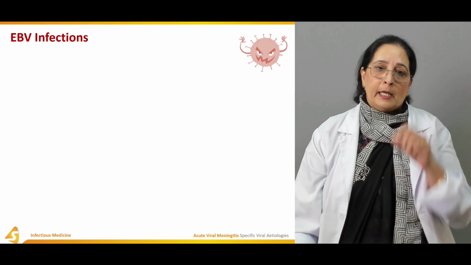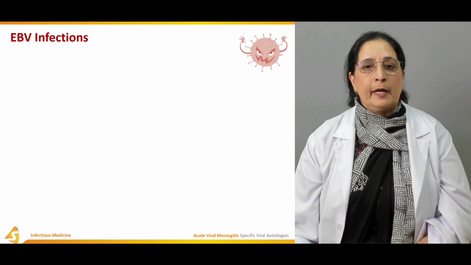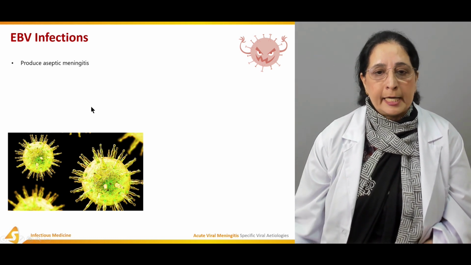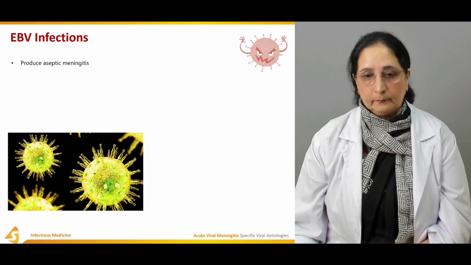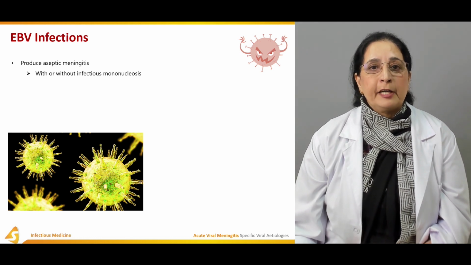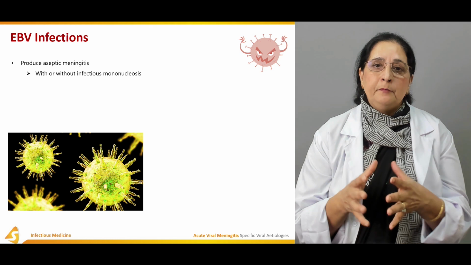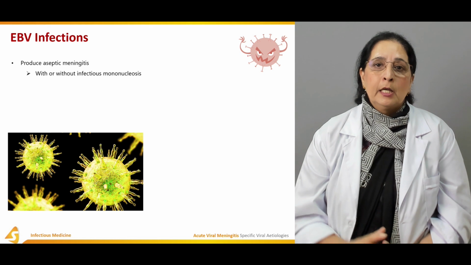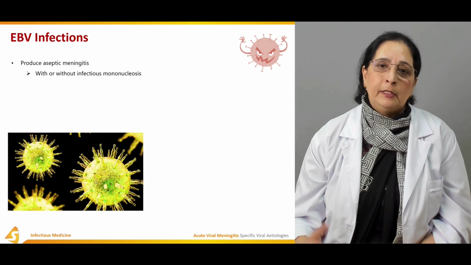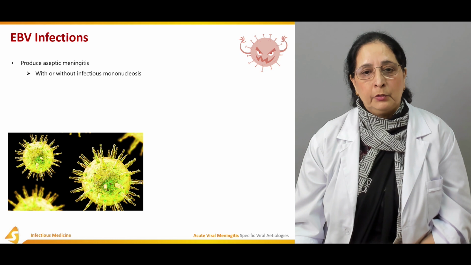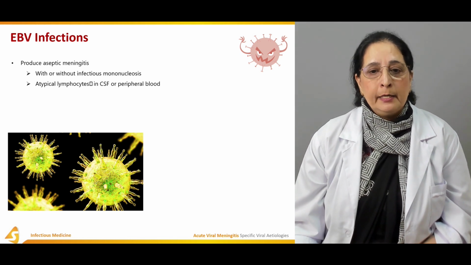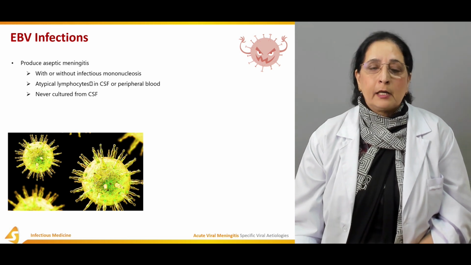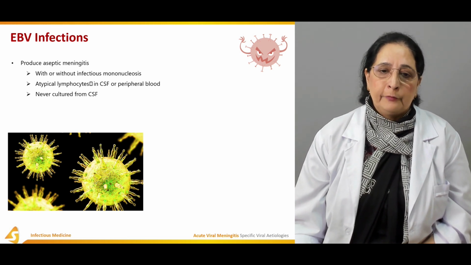Next, Epstein-Barr virus. EBV infections produce aseptic meningitis with or without infectious mononucleosis. So Epstein-Barr virus is a cause of infectious mononucleosis, and this meningitis can be with or without infectious mononucleosis. Atypical lymphocytes are present in cerebrospinal fluid, but the virus is never cultured from cerebrospinal fluid.